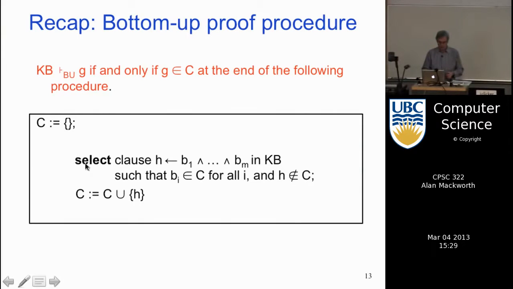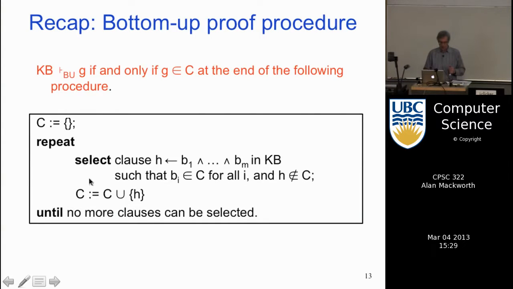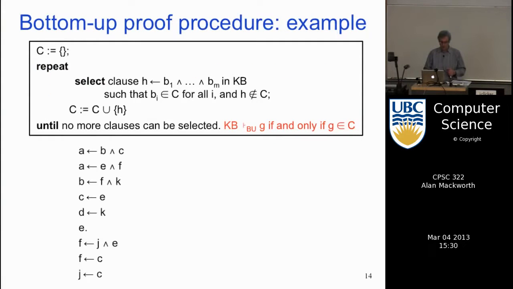I don't think we need to go over it. Start out with empty. Just select a clause. Doesn't matter what order you select them in. It has this convergence property. It makes no difference, the order of selection here. So it's what we call a don't care non-determinism. Select a clause in the knowledge base such that each of the atoms is in the set of consequences and the head is not. Then add the head to the set of consequences. Keep doing that until there's no clause that has all its atoms in the body in the set of consequences, but doesn't have its head in yet. Okay, eventually that'll happen. This has to terminate eventually. It's easy to prove. And that's the bottom-up proof procedure.